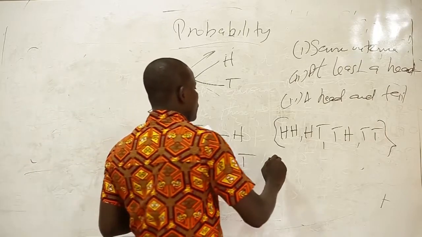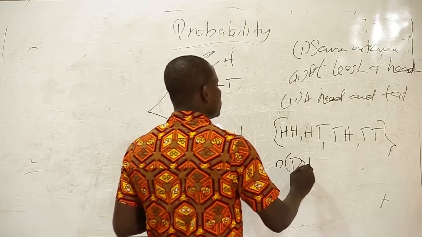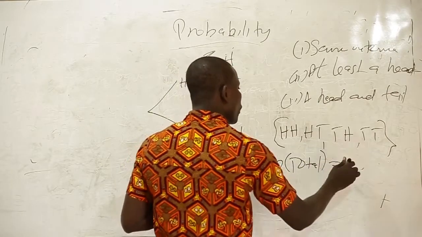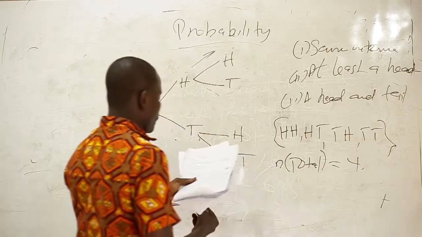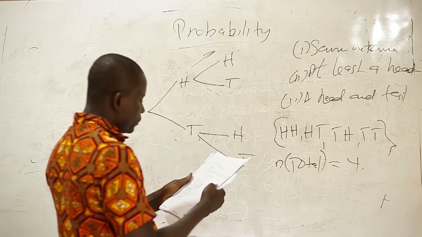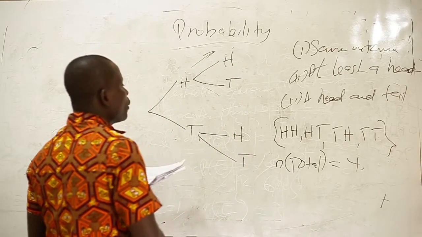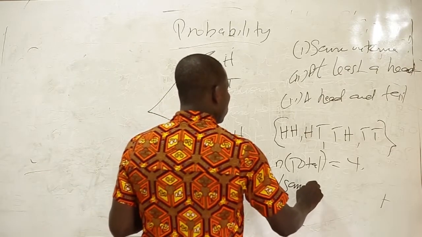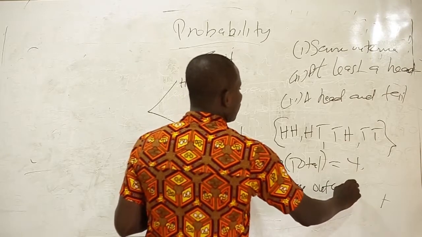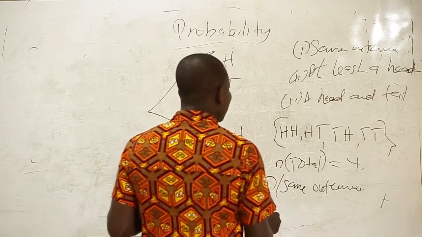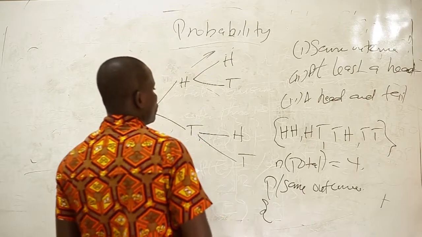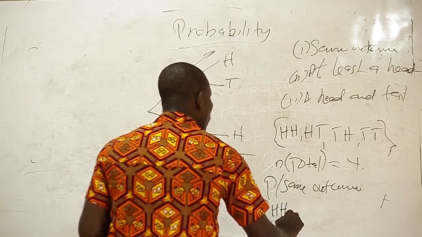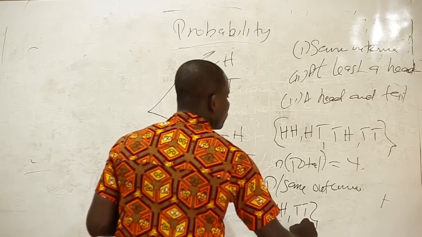So N total will be 4. This one set: 1, 2, 3, 4. Okay. That is asking us the question. You want P same outcomes. What is the set of same outcomes? Same outcomes. It is head, comma, tail.